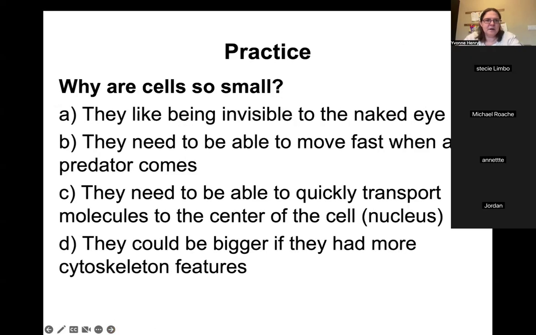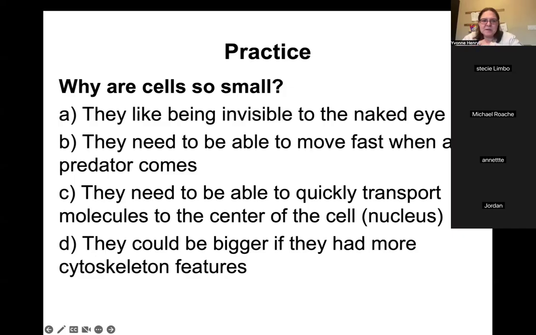Okay, so here's another practice question. Why are cells so small? They like being invisible to the naked eye. They need to be able to move fast when a predator comes. They need to be able to quickly transport molecules to the center of the cell. They can be bigger if they had more cytoskeletal features, which is correct. So A, B, C, D. So everybody take your guess in the chat, please. I have three guesses. Good. Four guesses. Good. And everyone's in agreement, and you're all correct.